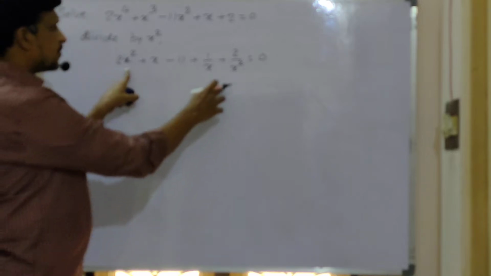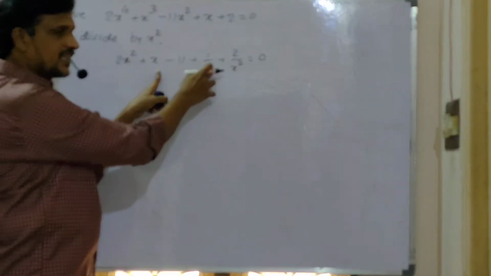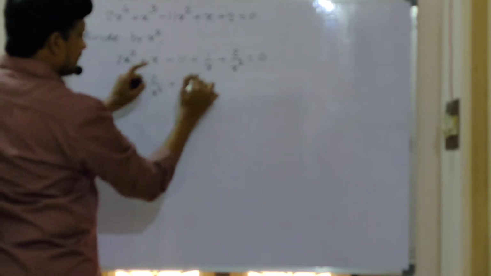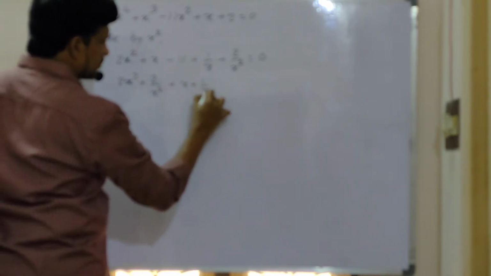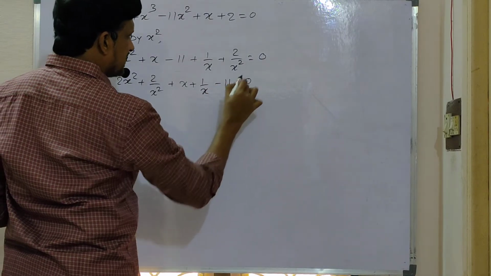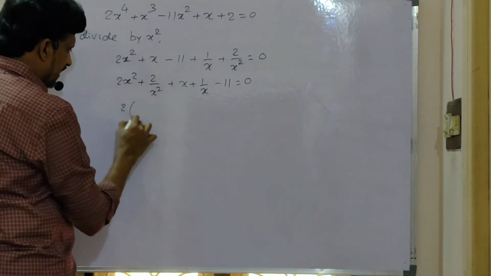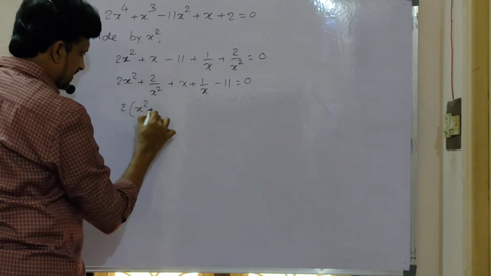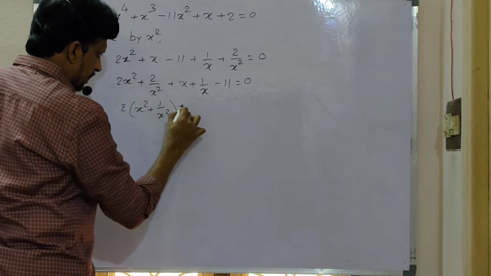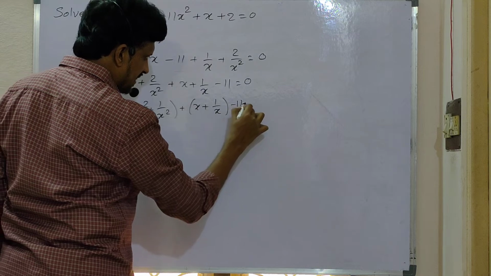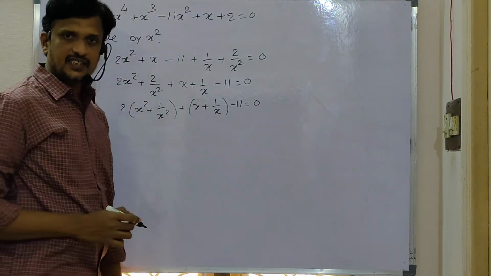Now write the x^2 and 1 by x^2 terms together, and the x and 1 by x terms together. So here this is 2x^2 + 2 by x^2. Write these two together, and write the x and 1 by x terms together, whose coefficients are also the same, that is 1, minus 11 is equal to 0. Now we can observe this: 2 into (x^2 + 1 by x^2), plus 1 into the remaining, that is (x + 1 by x), minus 11 is equal to 0. Like this we got the equation.